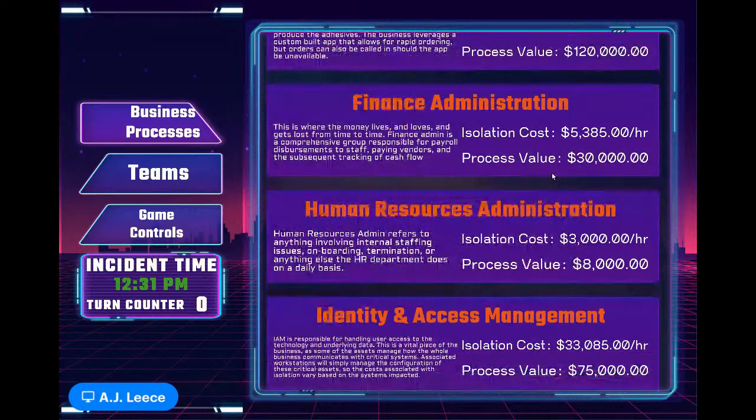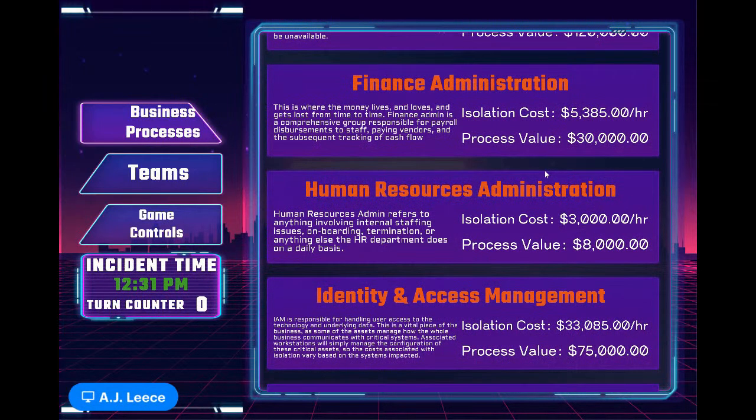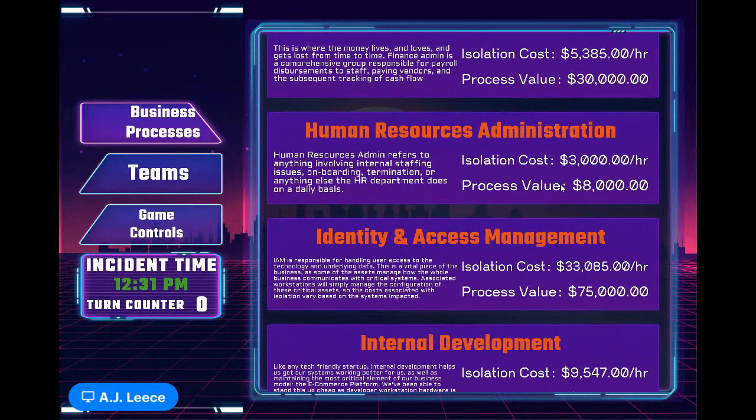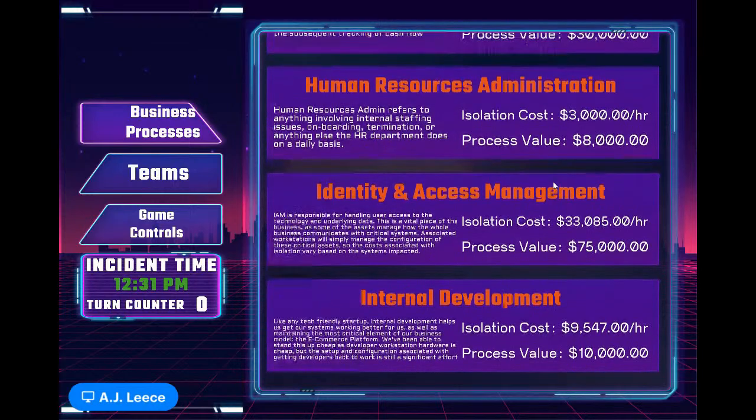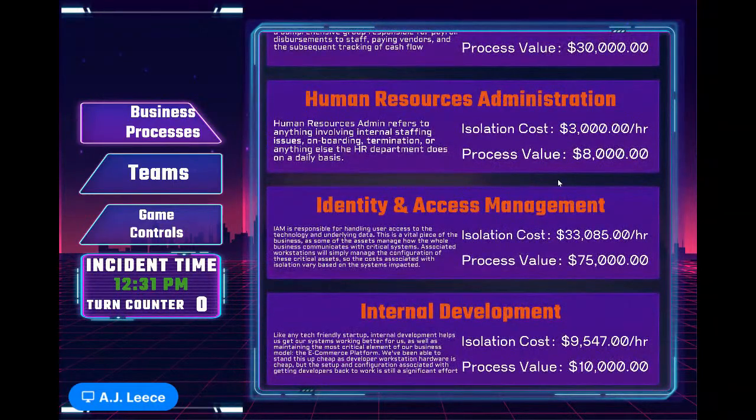We have the financial piece. It's where the money lives, loves, and gets lost from time to time. So this is just an overarching financial administration piece. We have HR, obviously just good human resources. Identity and access management. This is where our domain controllers and our ability to generate the shared resources lives. And then internal development, because we're an e-commerce shop, we need to be able to build our own stuff inside the house. So that's where all that goes.